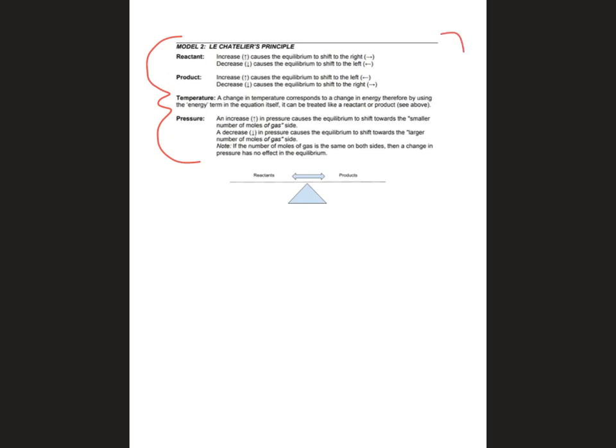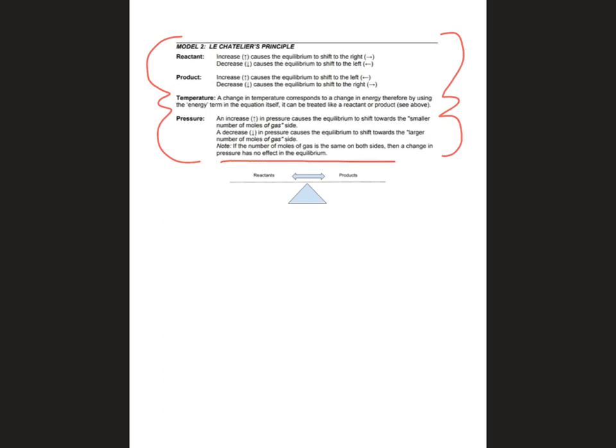So I'll leave these guys up here, so you might want to pause the video and write those down in your notebook. Those are helpful to have. But let's think about a reaction in terms of a seesaw or a teeter-totter. Depends on what you called it when you were a kid.